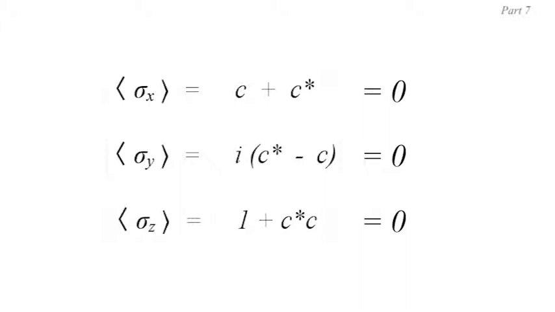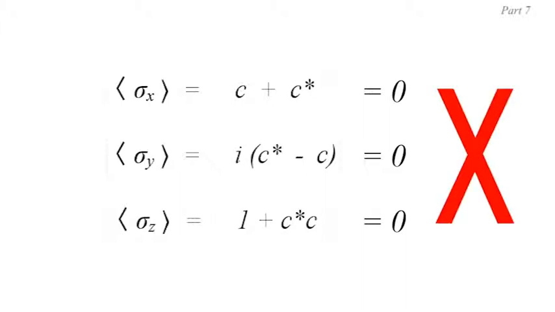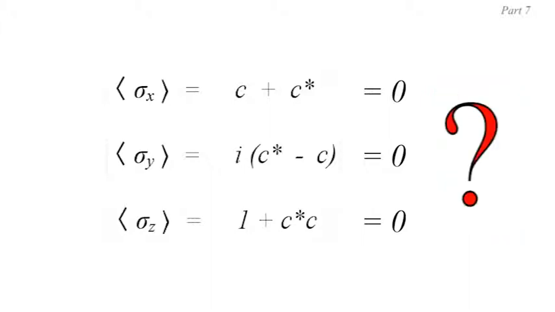If these equations cannot be satisfied, then there must be a direction in space where if we measure the component of the electron's spin in that direction, we would always get +1. The electron would definitely have a spin direction. So can these three equations be satisfied?